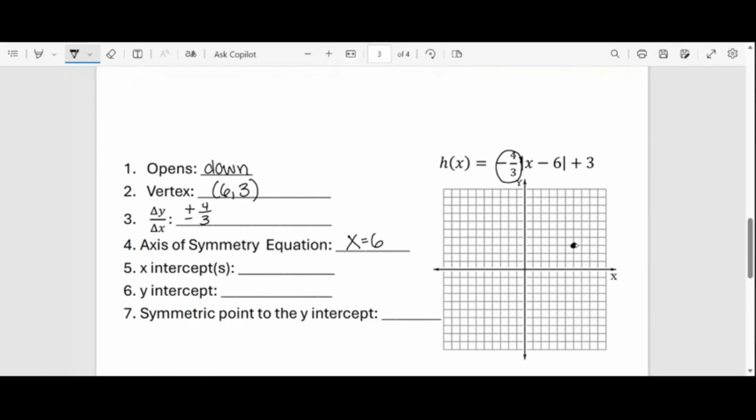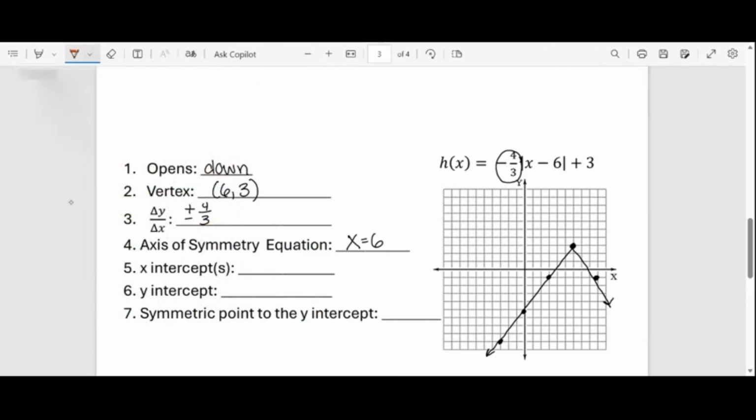So our vertex is right here. We're opening downward. So we're going down 1, 2, 3, 4 to the right 1, 2, 3. I can't fit any more on the right side, so I'm going to go down 4 and go back 1, 2, 3 on my left side. Down 1, 2, 3, 4, back 1, 2, 3. Down 1, 2, 3, 4, back 1, 2, 3. Perfect.